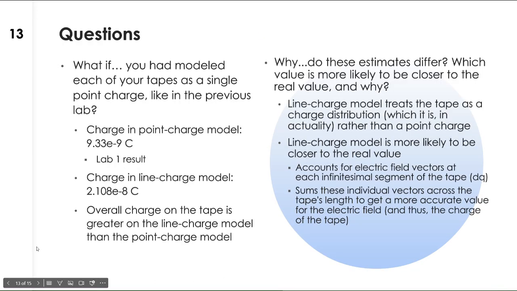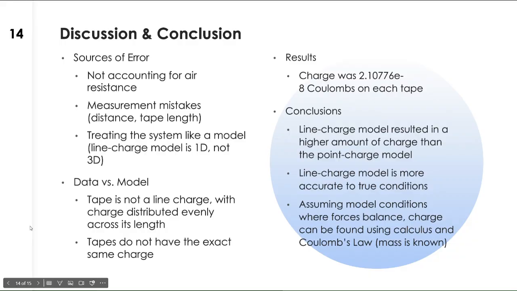What if I had modeled each of our tapes as a single point charge? Well, the charge would be 9.33 times 10 to the negative 9. However, it was 2.108 times 10 to the negative 8th, so the overall charge on the tape is greater in the line charge model than the point charge model, and that's because the line charge model treats the tape as a charge distribution, so it accounts for the electric field vectors for each infinitesimally small chunk of charge dq along the length of tape 1 and sums that, which is more accurate.